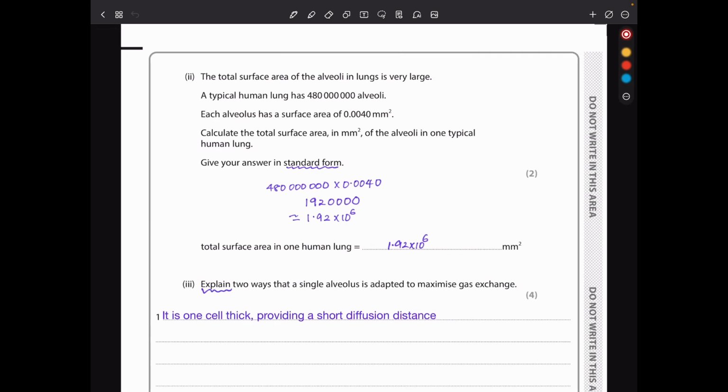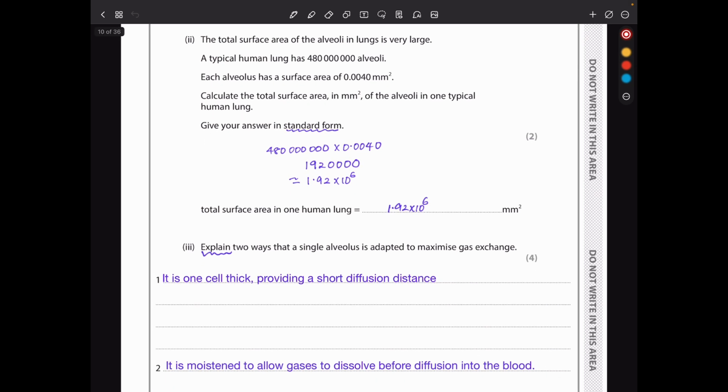Then they say the total surface area of the alveoli in the lungs is very large. A typical human lung has 480 million alveoli. Each alveolus has a surface area of that. Calculate the total surface area in millimeters cubed of the alveoli in one typical human lung. They want you to give your answer in standard form. So this is easy, just multiply that by that. And I got about 1.92 times 10 power 6 in standard form.